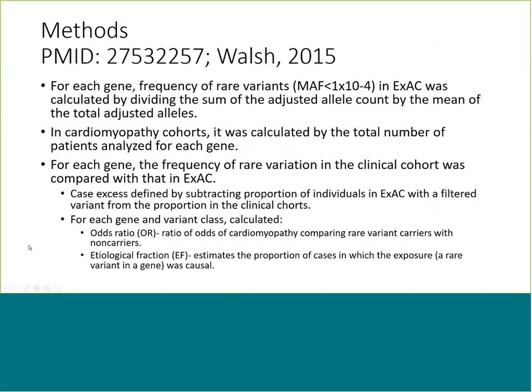So for their methods, they were really comparing the frequency of rare variants in ExAC versus the cardiomyopathy cohorts. And for each gene, they looked at the case excess, which is defined by subtracting the proportion of individuals in ExAC with a variant from the proportion in the clinical cohorts. And then they also looked at odds ratio, which Bryce has already talked about. And then another thing they calculated was the etiological fraction, which is sometimes used in epidemiology and estimates the proportion of cases in which a rare variant in the gene was causal. Go to the next slide.